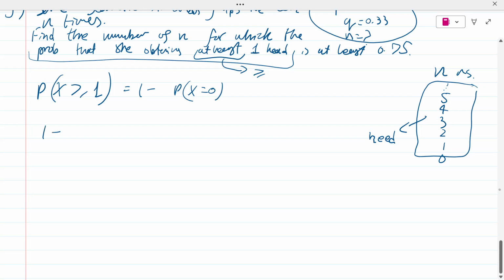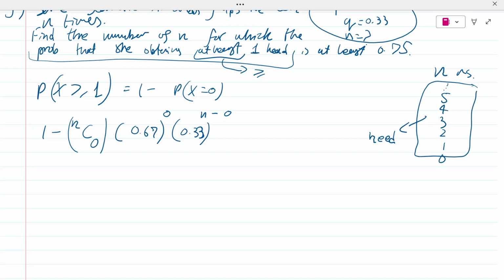1 minus nCr. We don't know what n is. That is what we have to find. C, we now know r is 0, right? We know r is 0. That's 0.67, and there's always an r in here, right? So we're just going to write a 0. And then n minus r, which is 0, 0.33. Right? nCr, p^r, and q^(n minus r). This is exactly what we have.